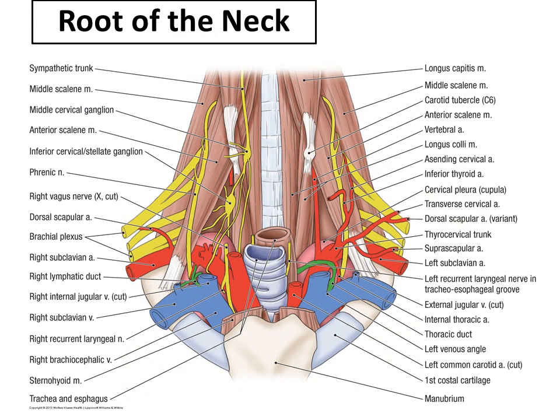Now moving on to the root of the neck. This area is actually quite important because it lies superior to the superior thoracic aperture. So basically all structures that will pass between the head and the thorax will have to pass through this junction here.